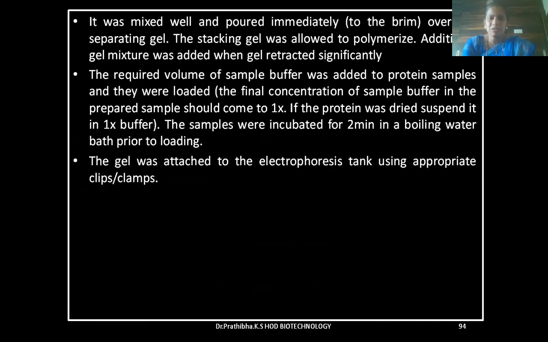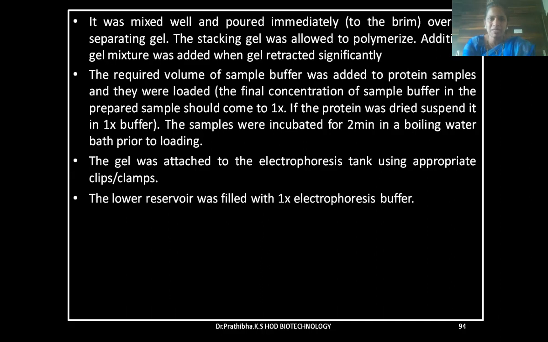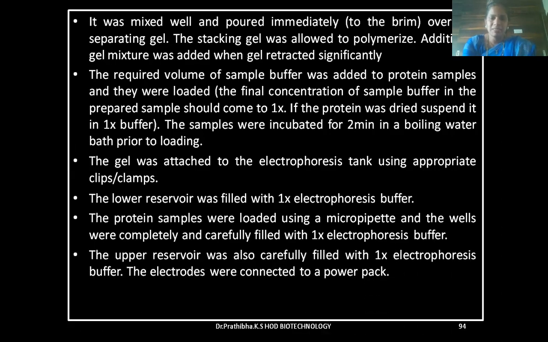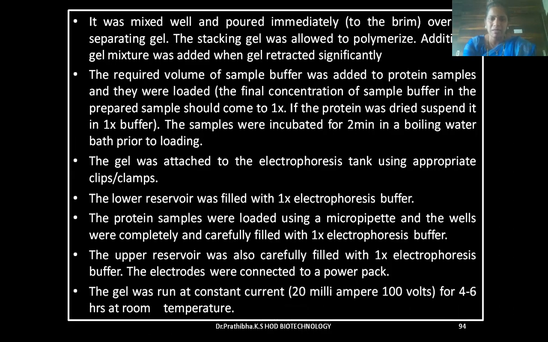The gel was attached to the electrophoresis tank using appropriate clips or clamps. The lower reservoir was filled with 1x electrophoresis buffer. The protein samples were loaded using a micropipette and the wells were completely and carefully filled with 1x electrophoresis buffer. The upper reservoir was also carefully filled with 1x electrophoresis buffer. The electrodes were connected to a power pack. The gel was run at constant current, that is 20 milliampere, 100 volts for 4 to 6 hours at room temperature.